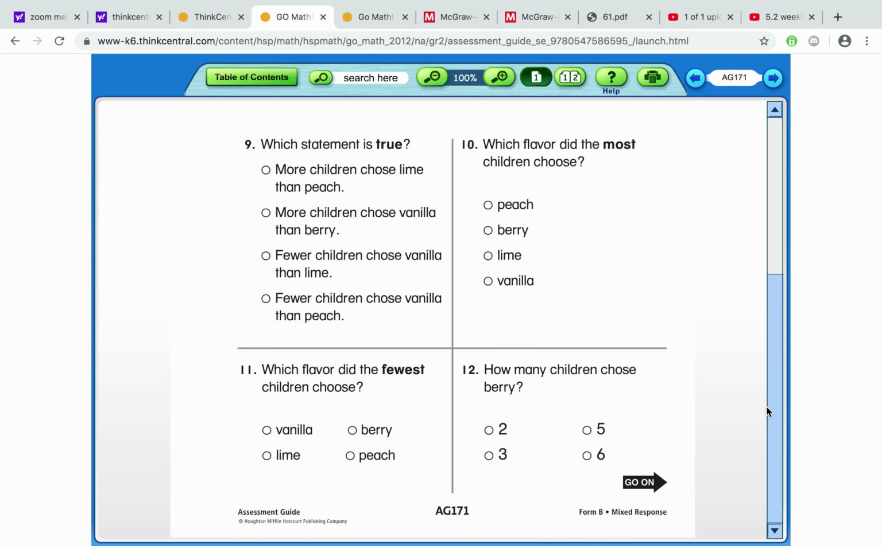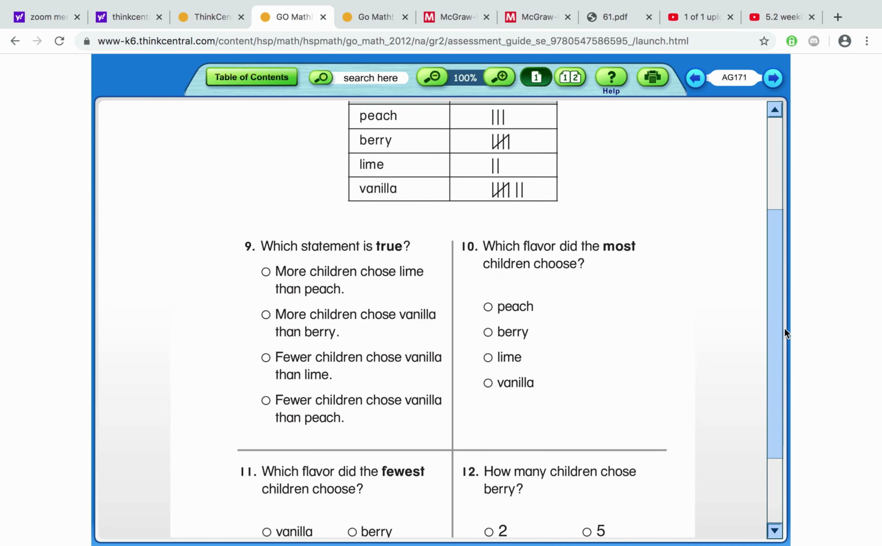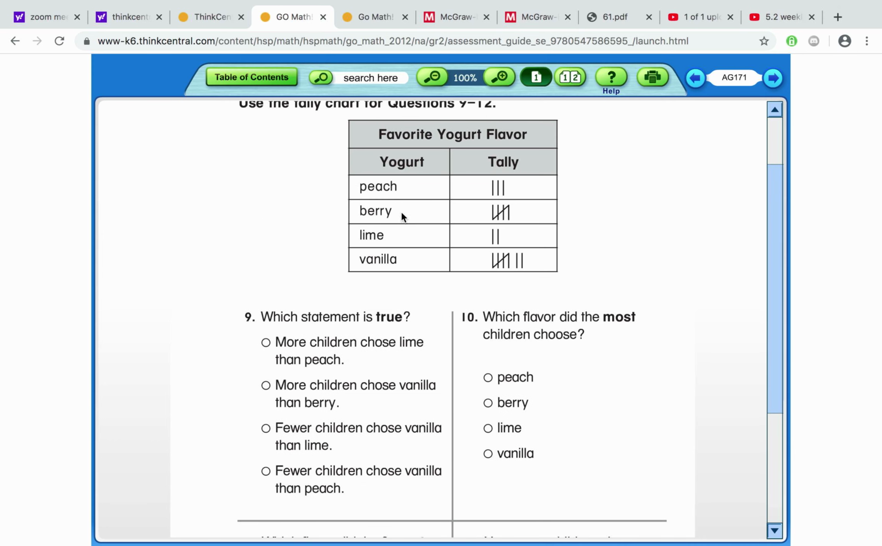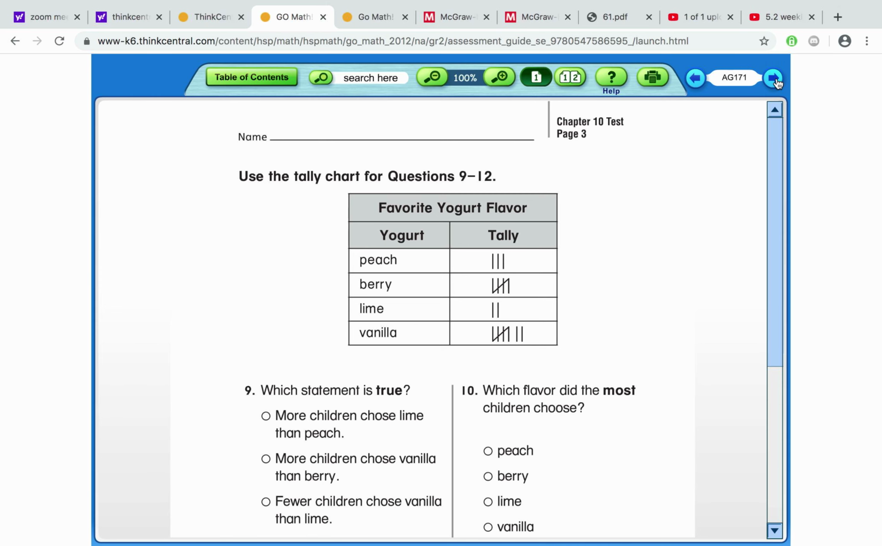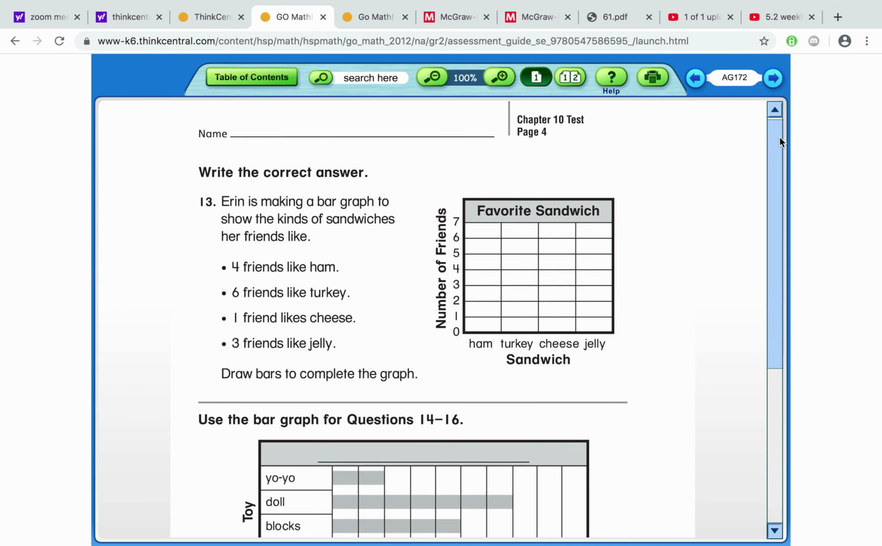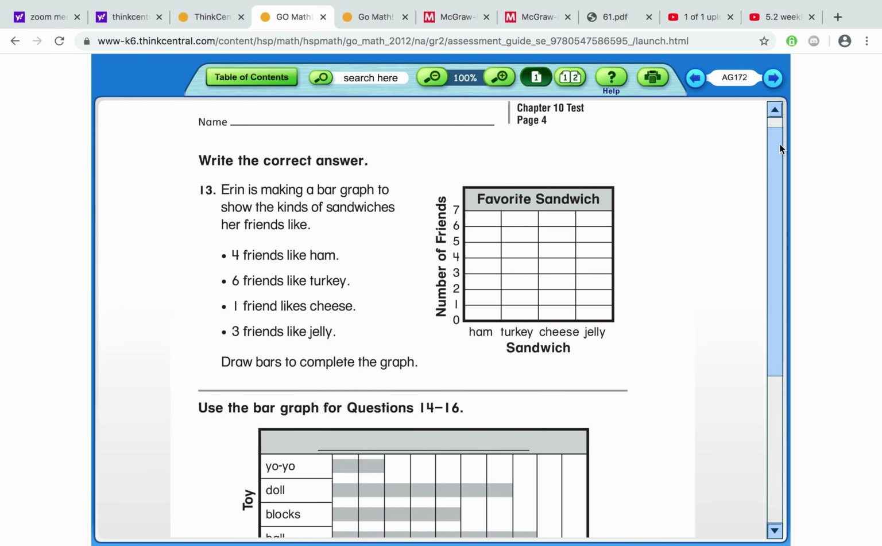Number 12, how many children chose berry? And you just go up and take a peek at berry, slide across, and there's your tally marks and your answer for that one. So those are your questions 9 through 12. Moving on to page 4, you're going to get to create your own bar graph.